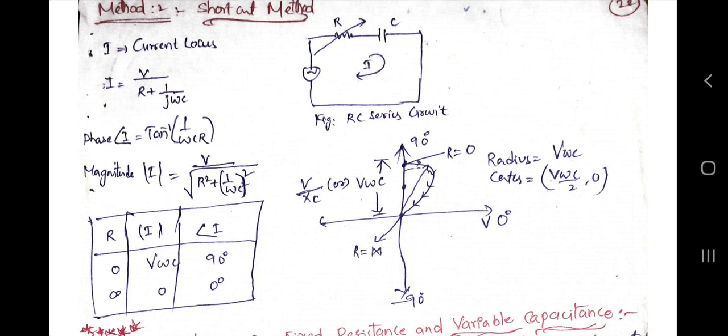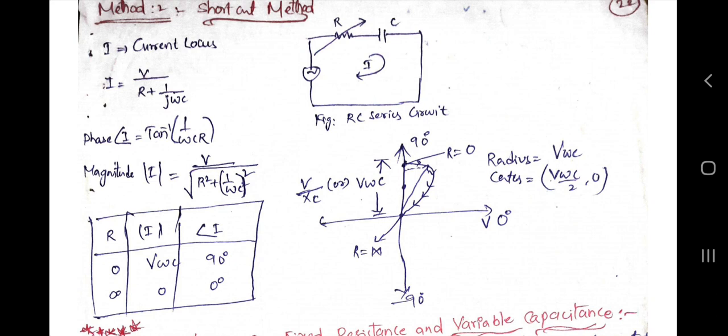Now if the R value is varied, how will the magnitude of current and the phase vary? If you take R equal to 0, then only the capacitive reactance remains, so the current is V omega C, and the angle is 90 degrees leading. If R equals infinity, which is at the center point, then the current is 0 and the angle is also 0.